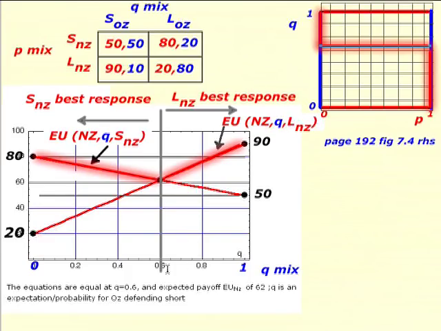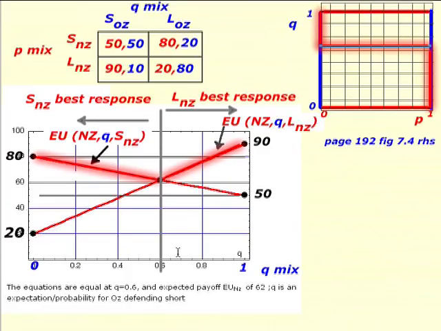Over here to the right, above 0.6, we're shading in this region for New Zealand because their best response is to put a 0% chance on defending short when Australia is going to put a high chance. Did I say that right? Let's say it again. Start from the beginning.